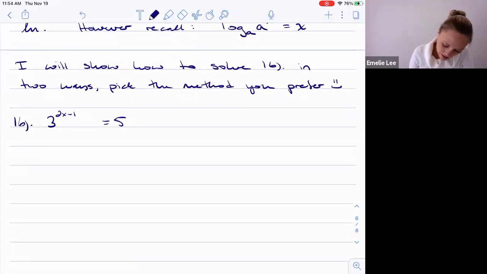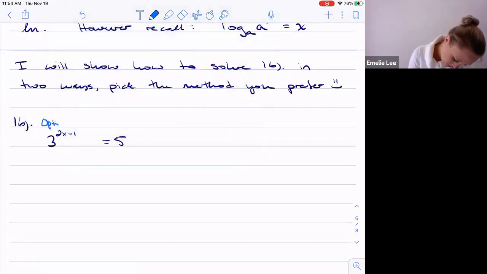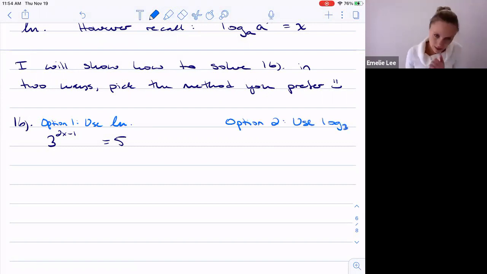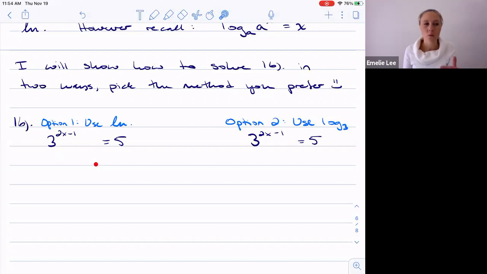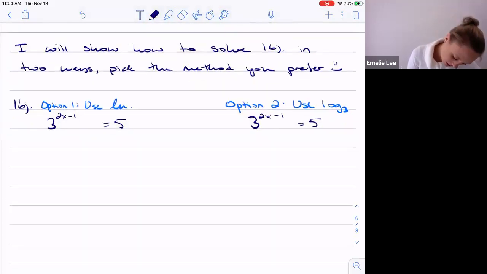So option one: use ln. Whereas option two: use log base 3. I've got a 3 here, so that's why I'm using log base 3. So I've got 3 to the 2x minus 1 equals 5. I'm going to work through option 1, which is how I usually do it, but then I'll also show you what option 2 looks like using log base 3. Okie dokie. Here we go.